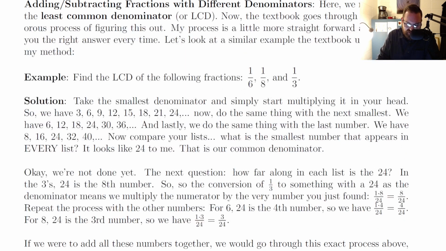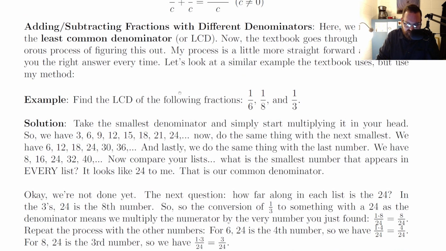So let's take a look at this example here real quick. Okay, I have to find the lowest common denominator. So with the lowest common denominator, that means that for these numbers here, we need to manipulate the fractions so that the bottom numbers are all the same.